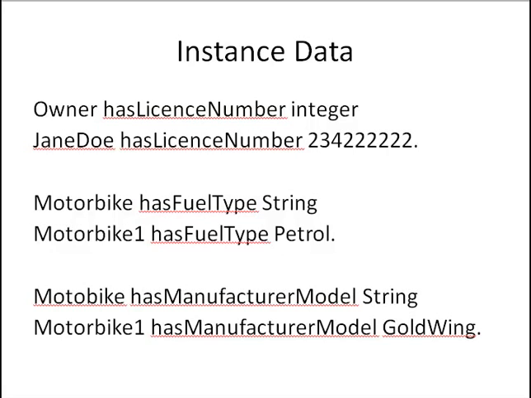Another example is a motorbike has fuel type, some string. For example, motorbike 1 has fuel type petrol. Another example, motorbike has manufacturer model, string. The instance data is motorbike 1 has manufacturer model, Goldwing.